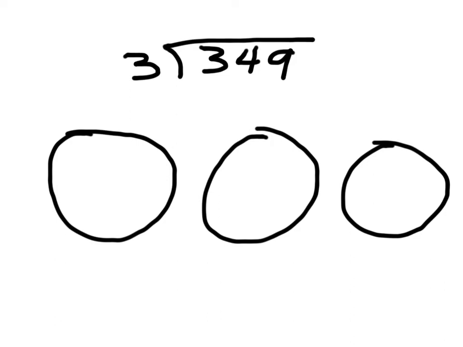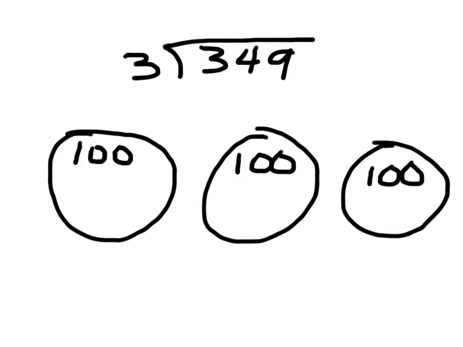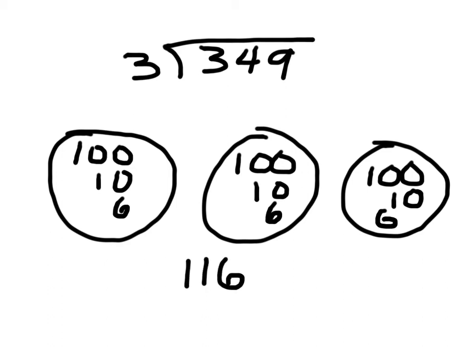I could shorten this process by distributing the numbers in large chunks. I could start by giving 100 to each group. This already takes care of 300 in my 349. Next, I could give each group 10, and that would take care of 30 out of the remaining 49. Finally, I could give 6 to each of the 3 groups, and each group would end up with 116, which is exactly what I got when I used the procedure, except this particular approach makes a lot more sense. In other words, I can reason my way through it.